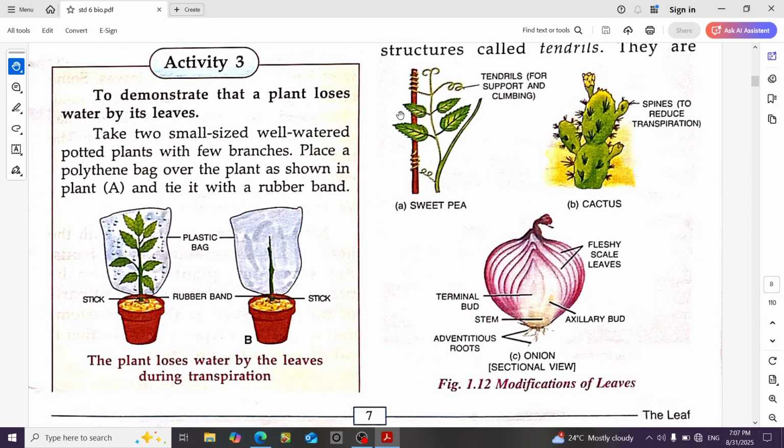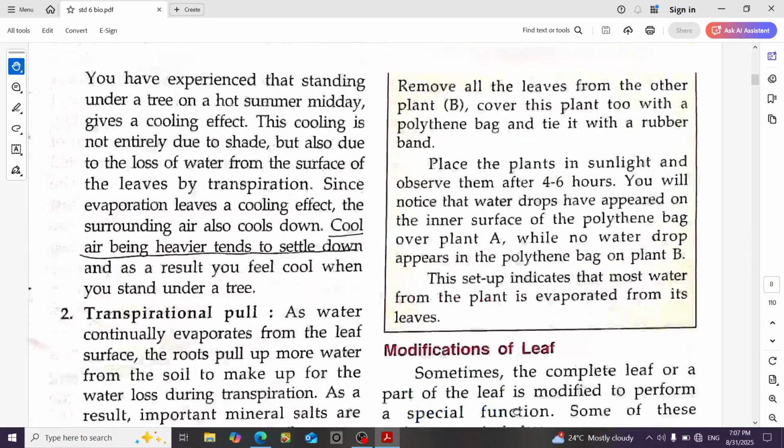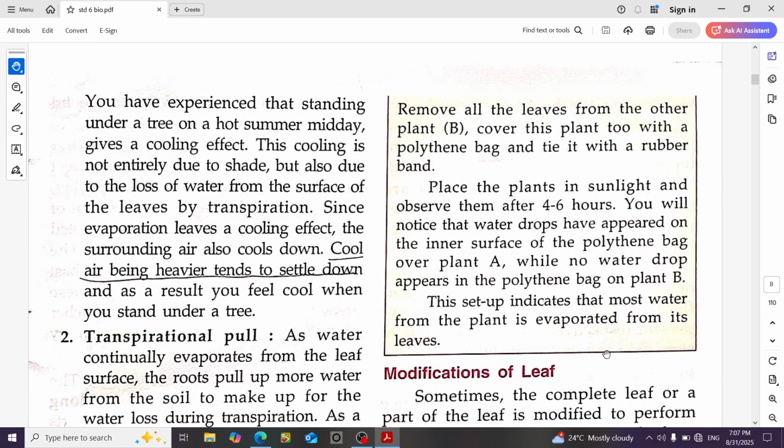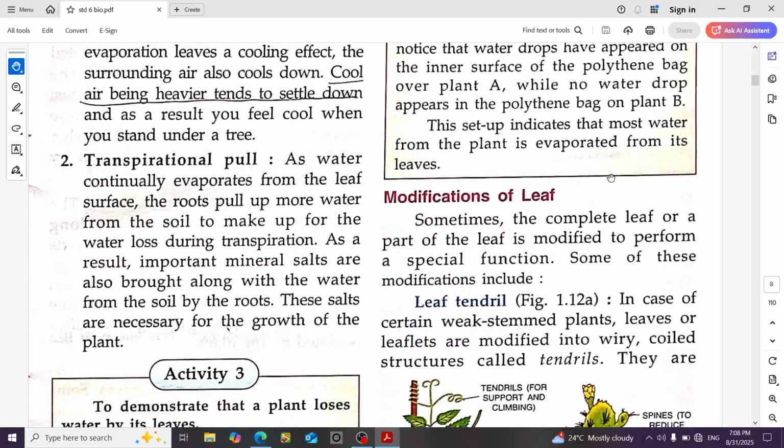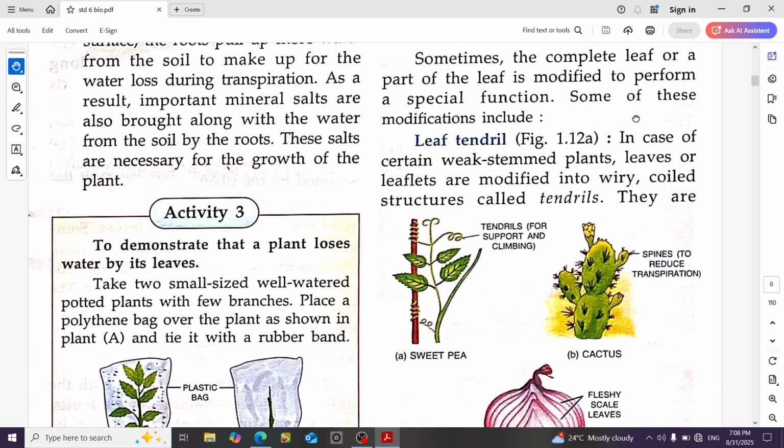So, to demonstrate the water loss, you can do this experiment. You take a potted plant, put a plastic bag around it, and then you can see water droplets. You can really do this experiment. So remove all the leaves, place the plant in sunlight for 4 to 6 hours. You'll notice water droplets have appeared. When no water drops appear in the polythene bag B, this tells us most of the water of the plant is evaporated from its leaves.